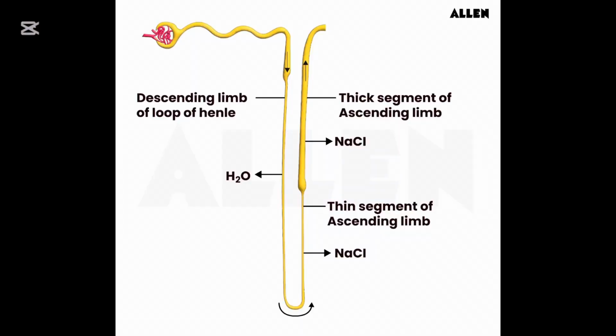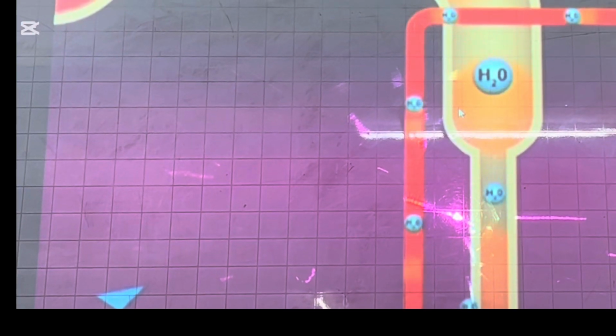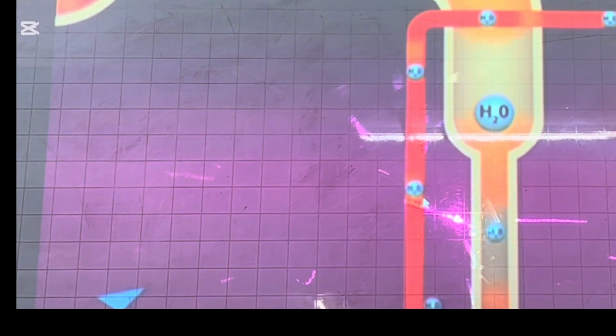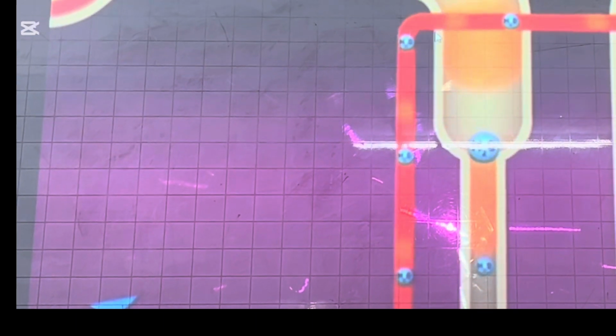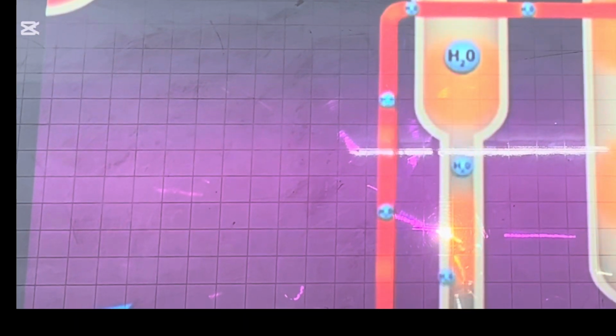Moving on with the structural adaptation of the loop of Henle for water reabsorption, the thin descending limb is highly permeable to water but impermeable to salts, and you can see the water exiting the filtrate. It will exit entirely by osmosis, and it will enter the interstitial medullary fluid and ultimately into the vasa recta. As you can see there, the water exiting the descending limb will enter the bloodstream, that is into the vasa recta.